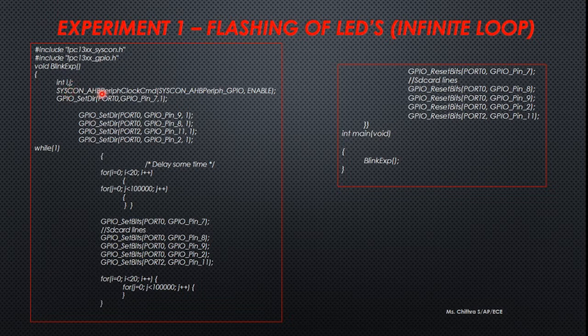The next line is the SYSCON_AHBPeriphClockCommand, SYSCON_AHBPeriph_GPIO, ENABLE. So this line is common to all the programs that we do under the CoCoX IDE. This is the line that enables the internal clock of your processor. Only if the clock is enabled, the processor will start running and it will start executing the program. So the SYSCON AHB peripheral clock command will enable the internal clock of your processor.